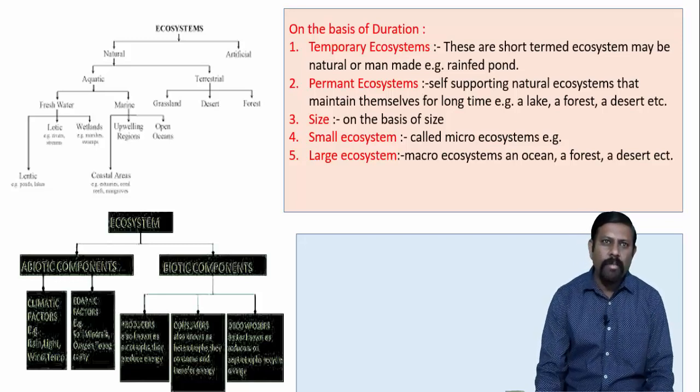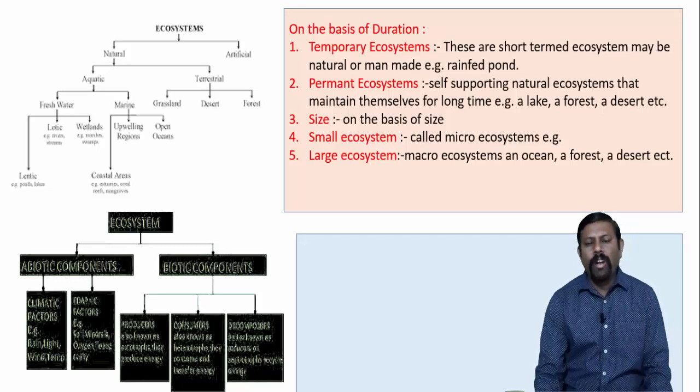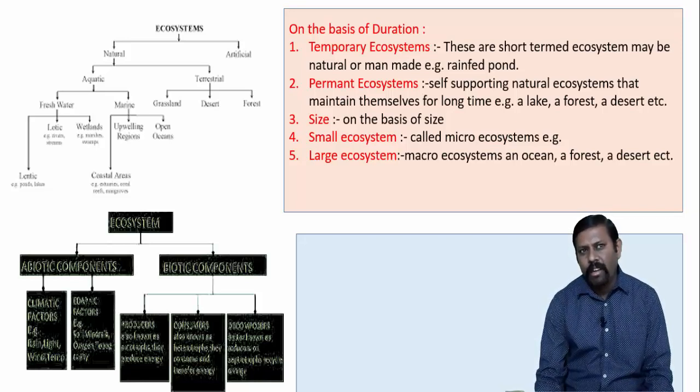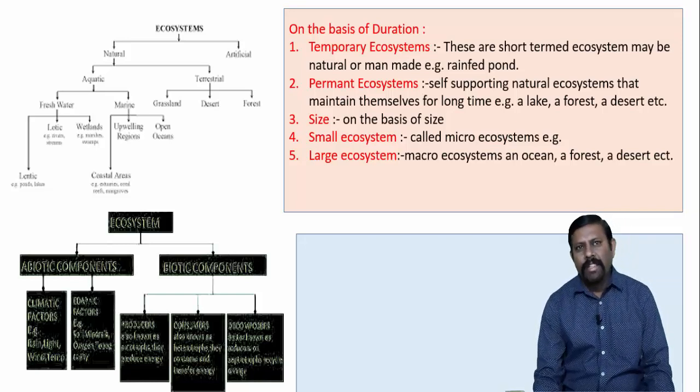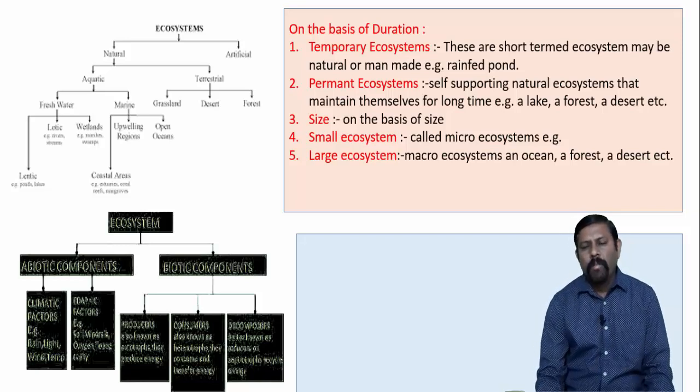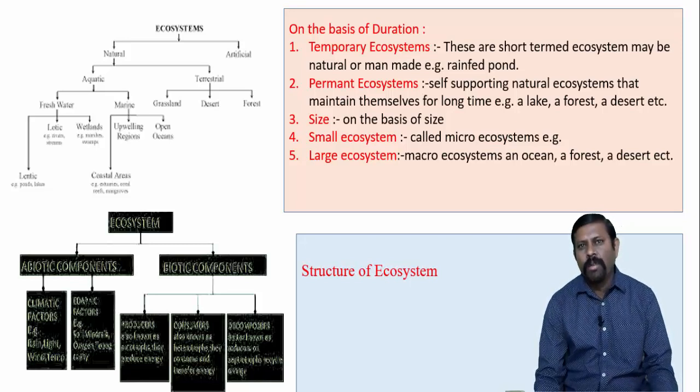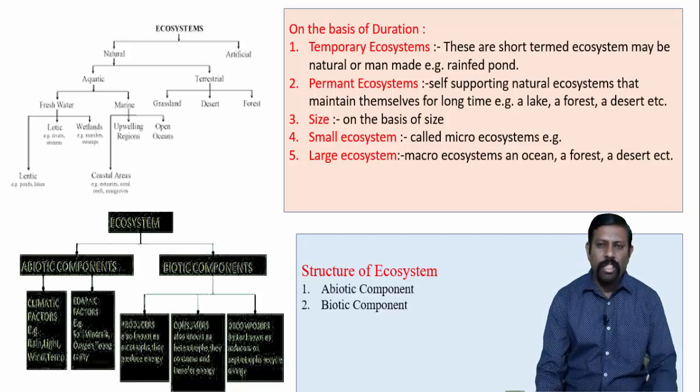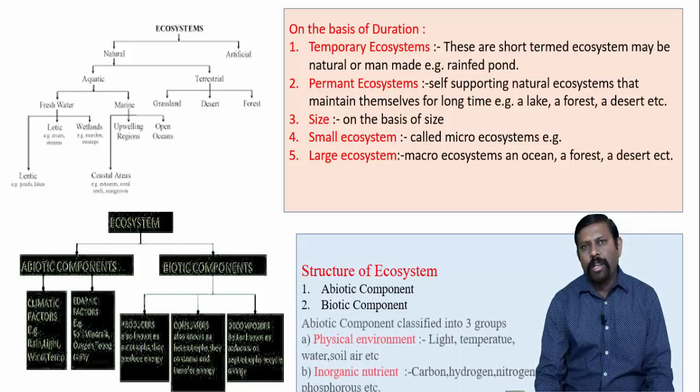So the ecosystem has abiotic components and biotic components. The abiotic components are the climatic factors, for example, rain, light, wind, temperature, soil, minerals, etc. The biotic components are producers, consumers, decomposers; among the consumers, the primary consumers, secondary consumers, and so on. So now the structure of the ecosystem: abiotic components and biotic components.